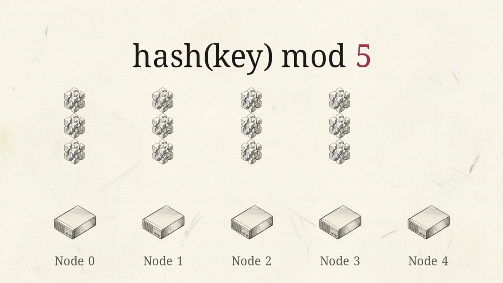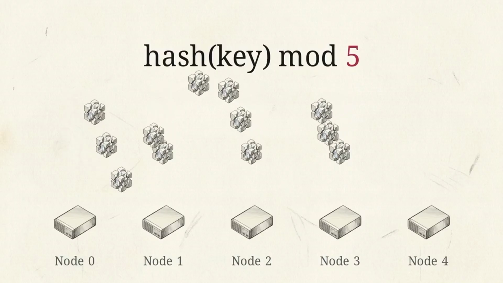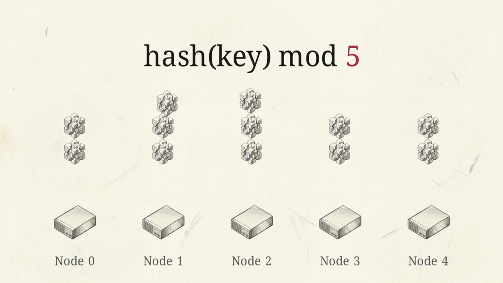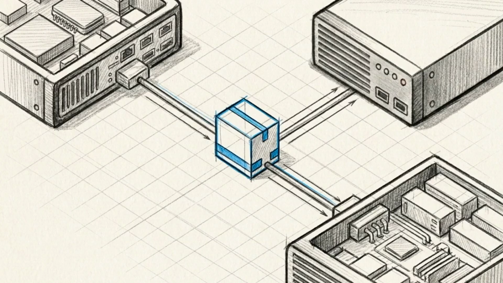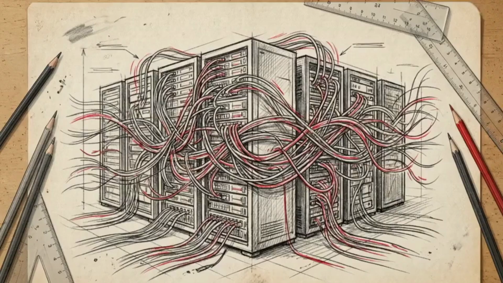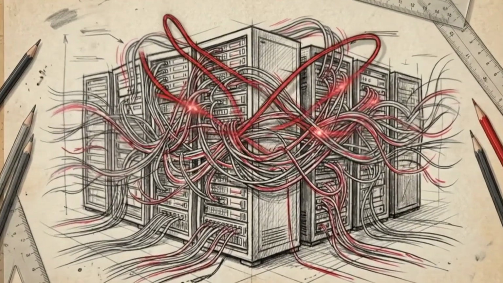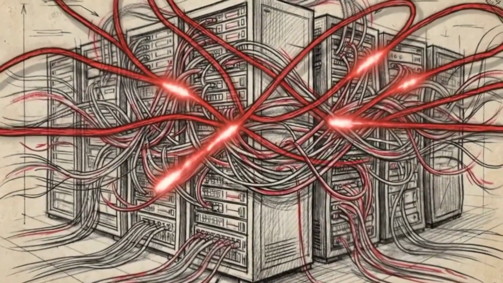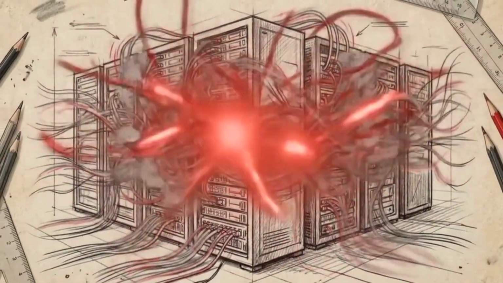If you add a fifth node, the denominator changes, and the modulo result for nearly every single key in the database is recalculated. Instead of only moving the necessary data to the new machine, this forces the cluster to shuffle nearly its entire key space across the network, saturating I/O and risking cluster failure.